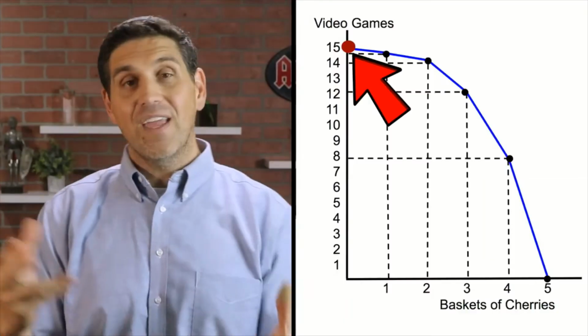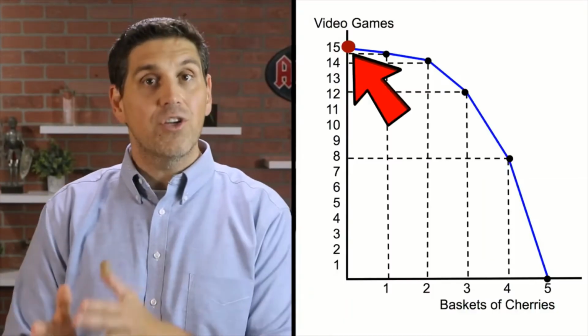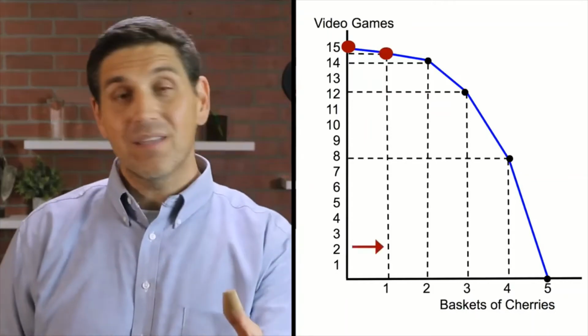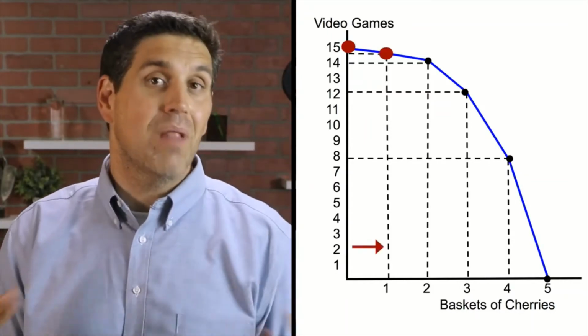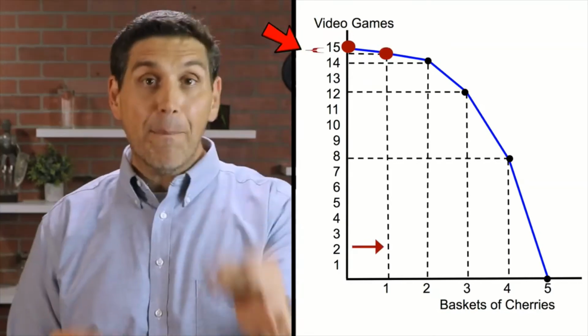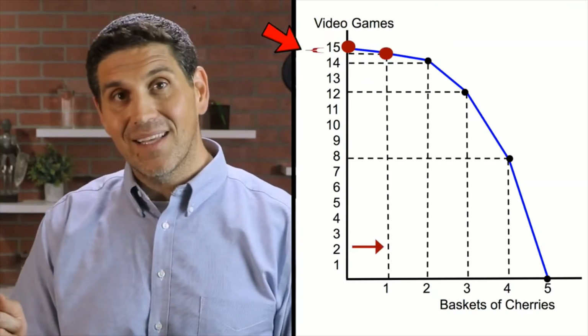Notice that the opportunity cost of each basket of cherries that you pick is not constant. It gets bigger and bigger. Now on the graph, here's the combination that you're producing if all you're doing is playing video games. When you go pick some cherries, that first basket is super quick and easy to fill, and you still have plenty of time to play a lot of video games. The opportunity cost from picking that first basket is really low.